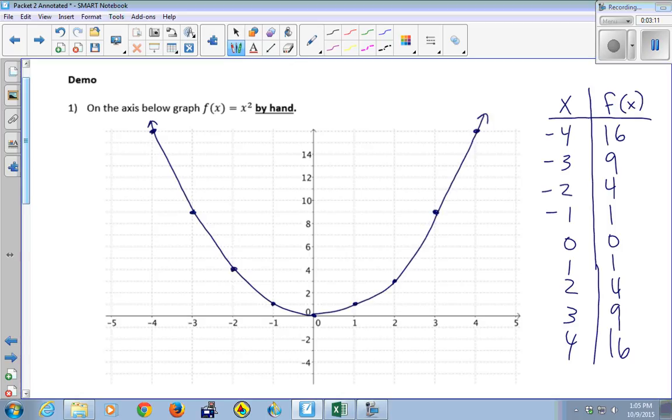And that should look pretty familiar, right? That's the graph of y equals x squared. You should hopefully have seen that in some previous class.